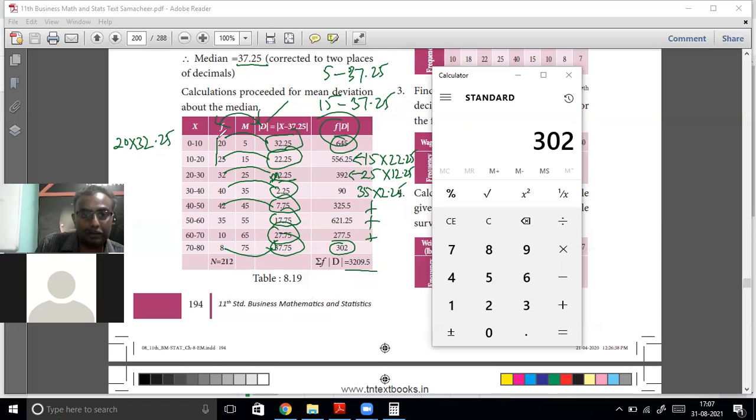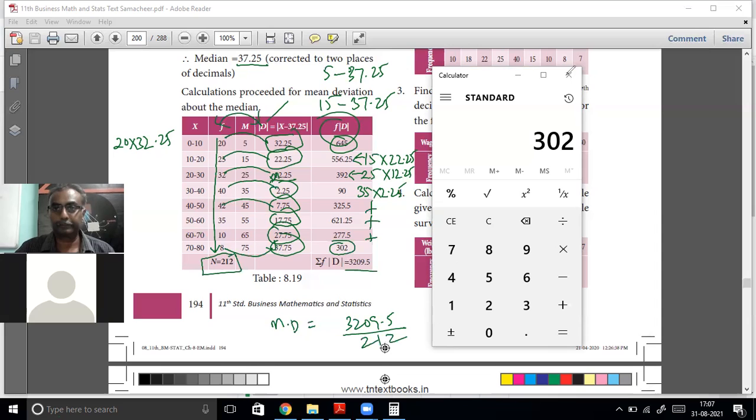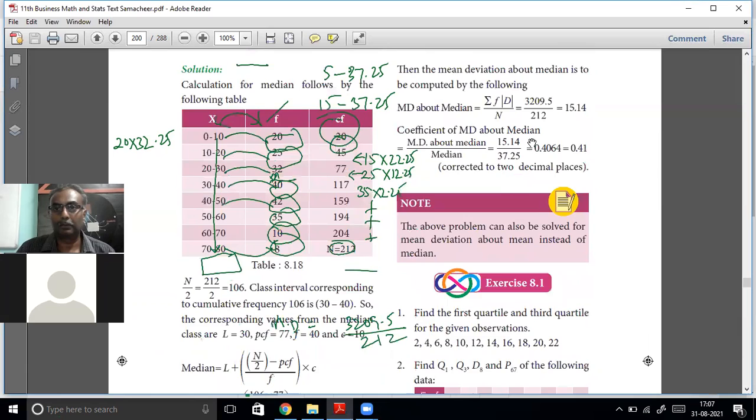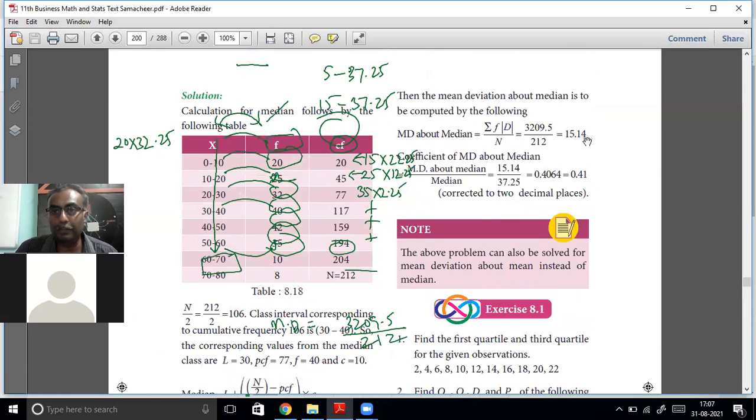Okay. Then sum up all the F also. That is equal to N is equal to 212. Now mean deviation about median is equal to 3209.5 divided by 212. That is equal to 15.14. Now, if you want to find the coefficient, divide that 15.14 by the median. Median was 37.25. You get 0.41.